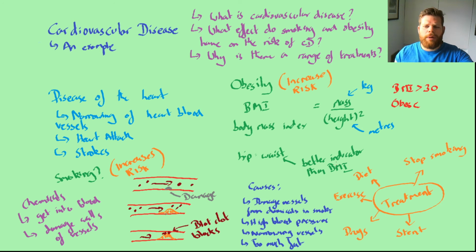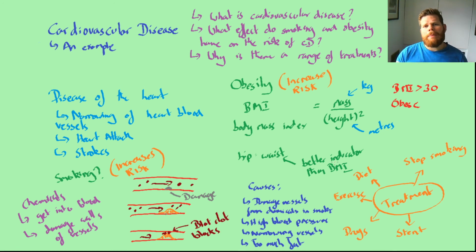Okay, so let's sum up what we've talked about in this video. So we've talked about cardiovascular disease as an example of a non-communicable disease. It is something that is caused primarily by your lifestyle choices. So cardiovascular disease is a disease of the heart. It's where our blood vessels in the heart, our arteries in the heart, have narrowed, and it really increases the risk of things like heart attack and stroke.